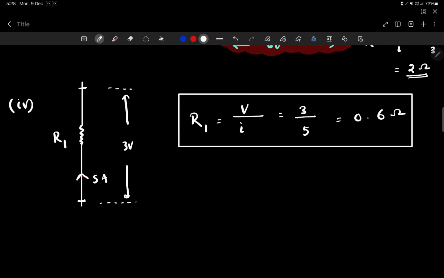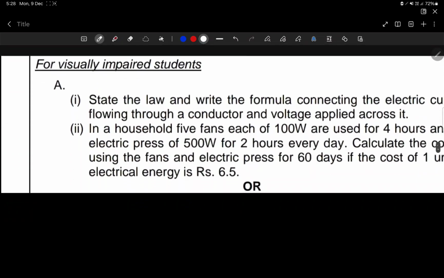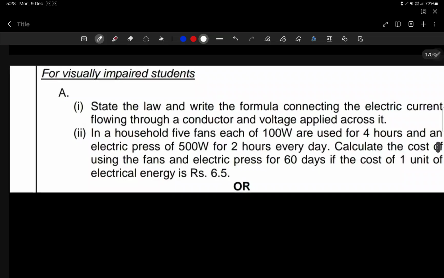So all of you remember, in this whole CBSE sample paper, this is one of the best questions. So try to understand. Next, come to your question for visually impaired students. This is also important. We have to discuss.